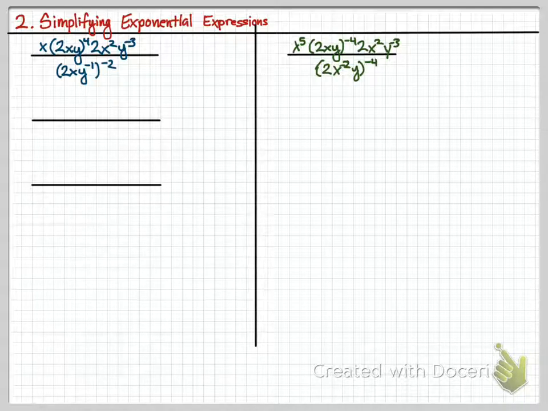So let's take a look at the one on the left in blue. Let's look at the numerator, just the top part, and we notice, like always, that we need to look for the parentheses first. So in that one, the 2xy was in the parentheses and it was to the fourth power. So we distribute that 4 to everything inside. That means not just the x and y, but the 2 as well. So you get 2 to the fourth, x to the fourth, and y to the fourth.